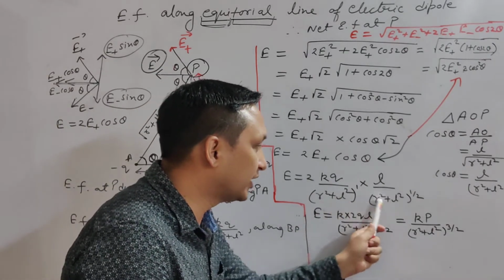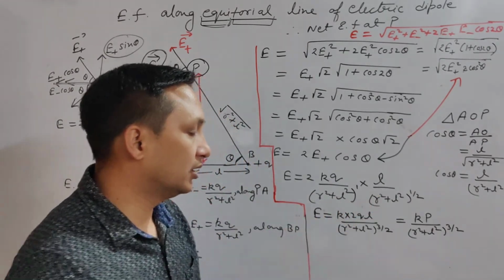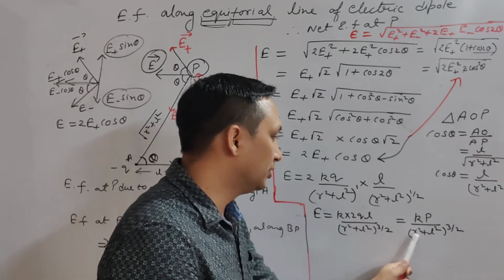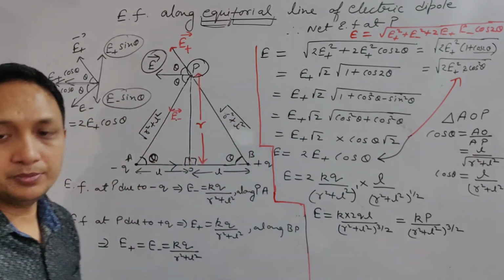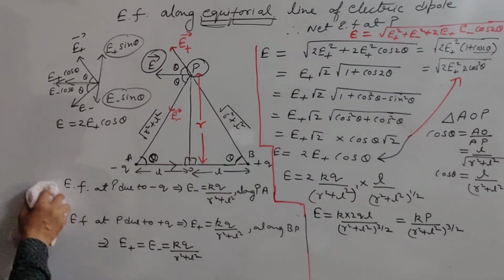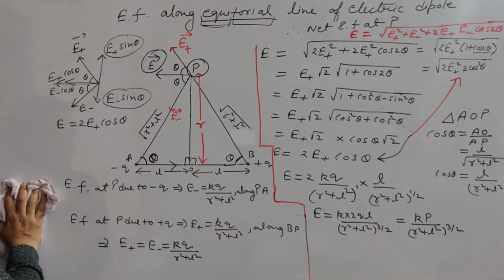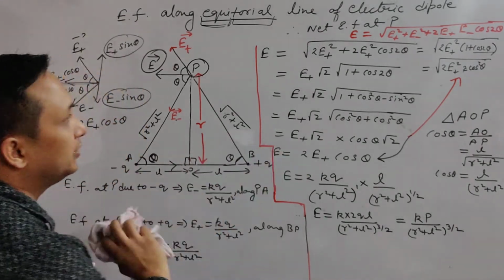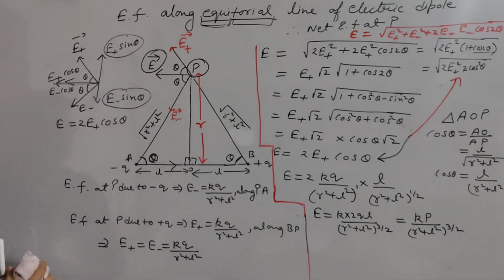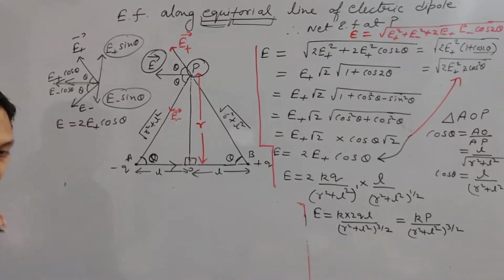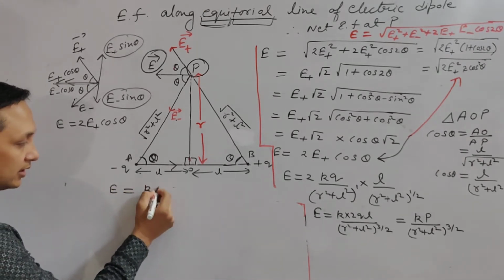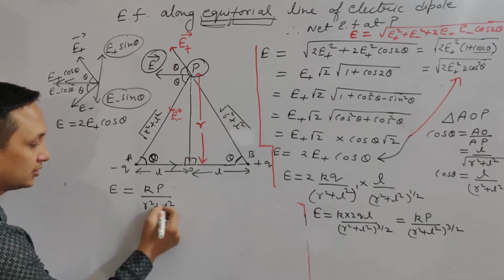Now here you can check it out, the base is the same. When the base is the same, what do we do? We add the powers. So 1 plus half becomes 3 by 2. Now the last step, very easily you will be getting it. Have you noted down? Okay. So E is equal to Kp upon r square plus L square to the power 3 by 2.